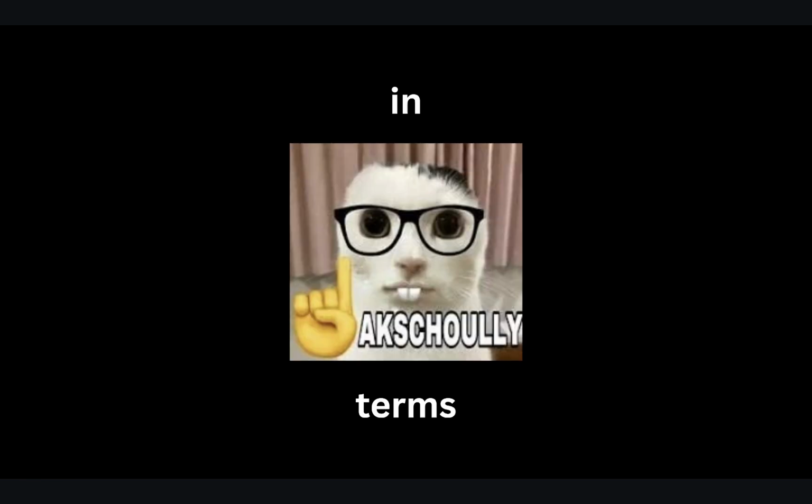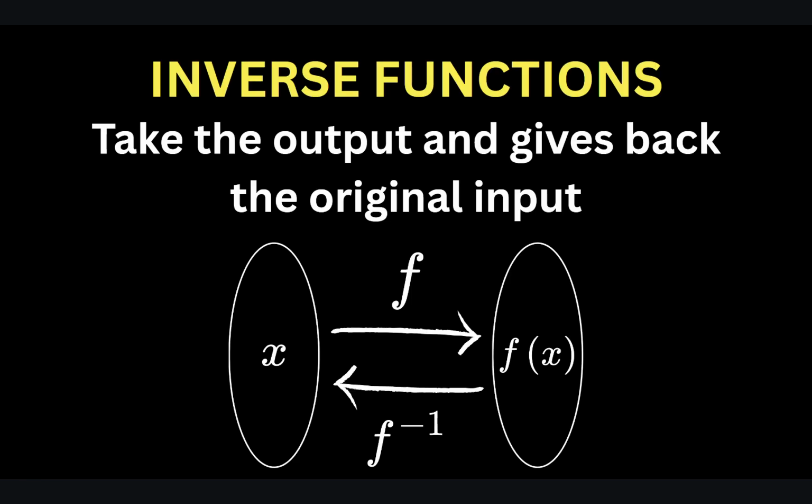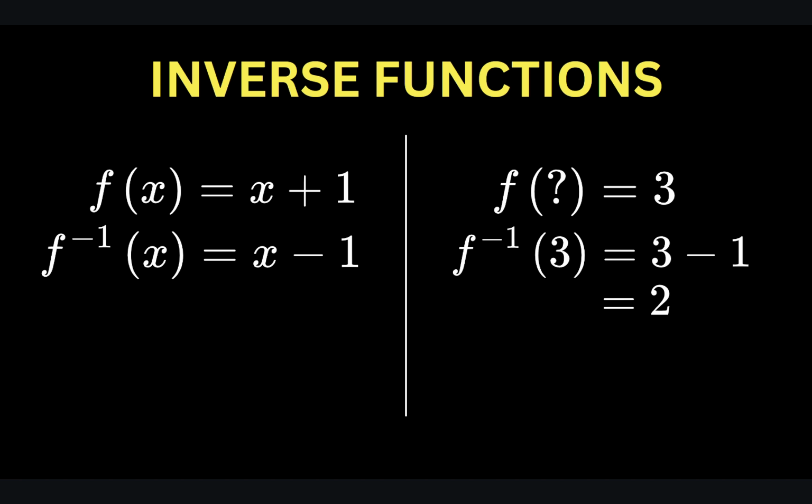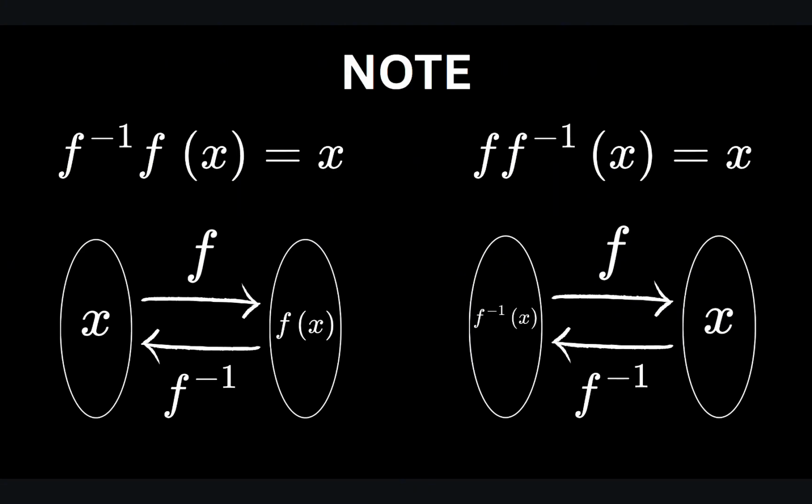But in nerd terms, the inverse function actually means taking the output and giving back your original input. For example, you have these two functions, and you forgot what was your original input to get the output 3. So you plug in 3 into your inverse and you got 2, which means that your initial input is 2. Note that these two are completely the same and will always give you back your original input.